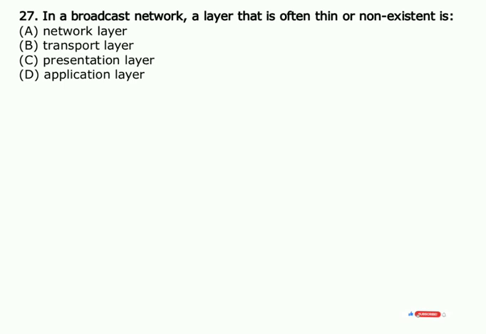In a broadcast network, a layer that is often thin or non-existent is: in many broadcast networks, the presentation layer is either thin or non-existent because its functionality, such as data formatting, encryption, and compression, is often handled by higher layers or isn't required at all. Option C is the right one.